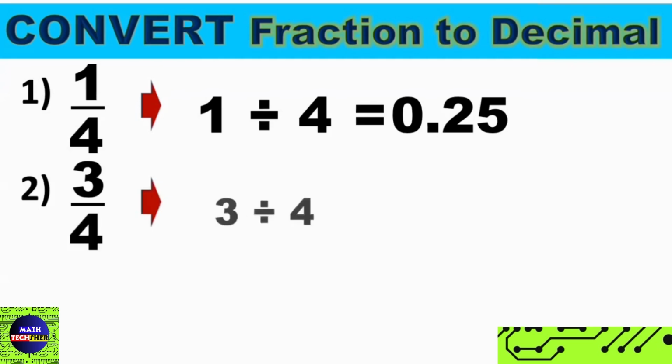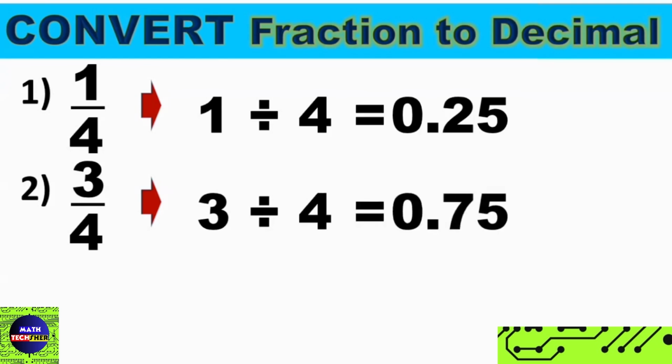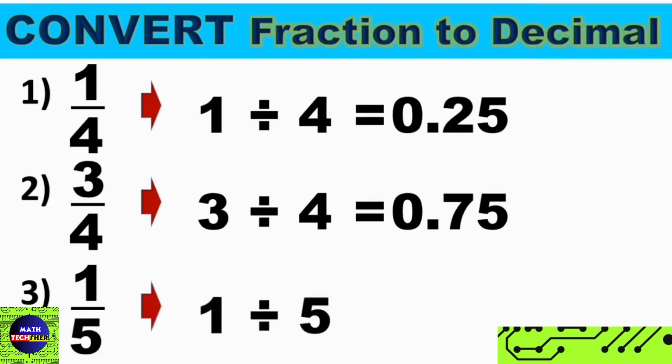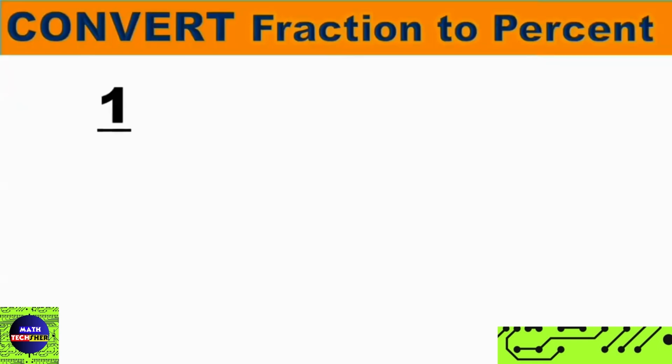Next, number 2, 3/4. Divide 3 divided by 4 and the answer is 0.75. Number 3, 1/5, and then 1 divided by 5 equals 0.2. Okay, so that is how to convert fraction to decimal.